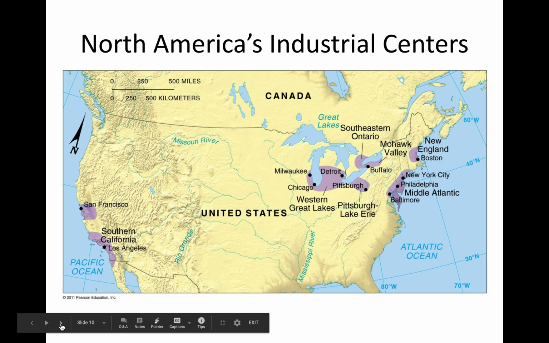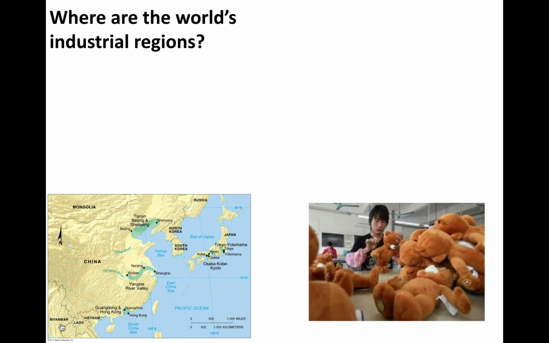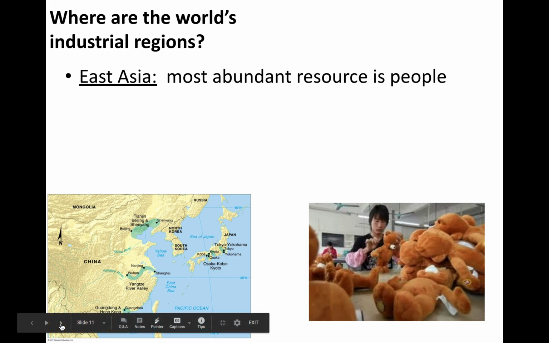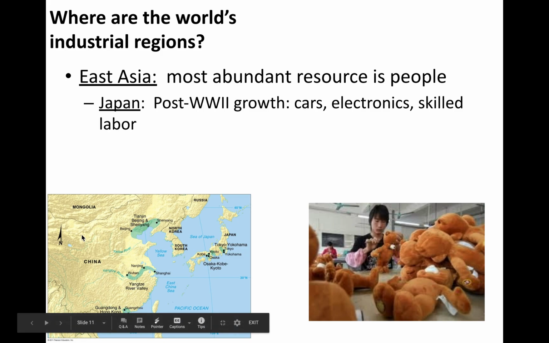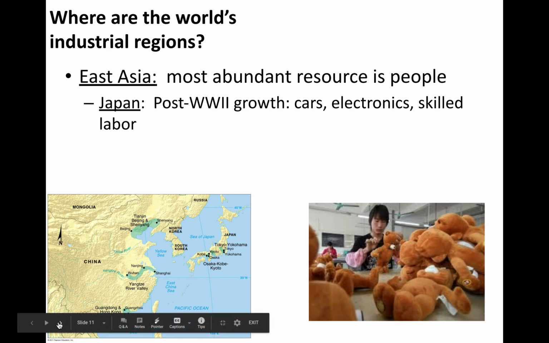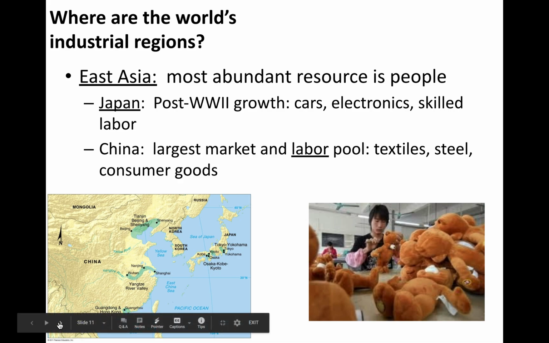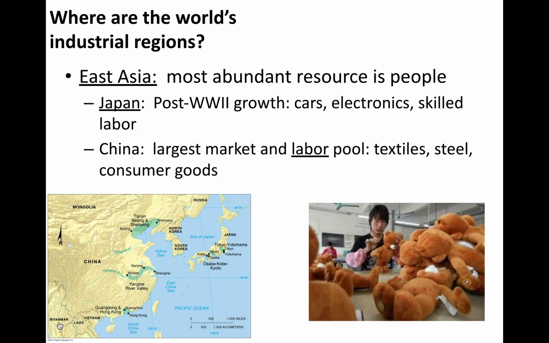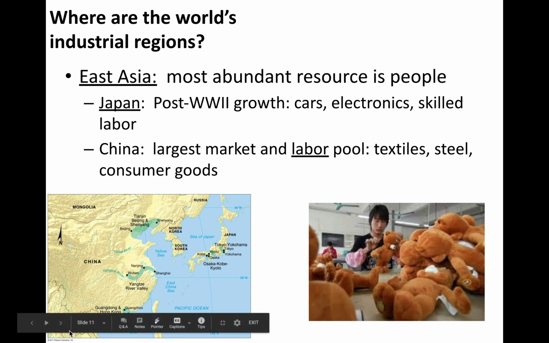Here are the industrial centers of the U.S. Industrial regions. Eastern Asia has the largest cheap labor force. Japan moved to high-skilled manufacturing post-World War II with electronics, which requires high-skilled secondary labor, very different than just secondary labor. And China, the largest pool, produces textiles, steel, and consumer goods.